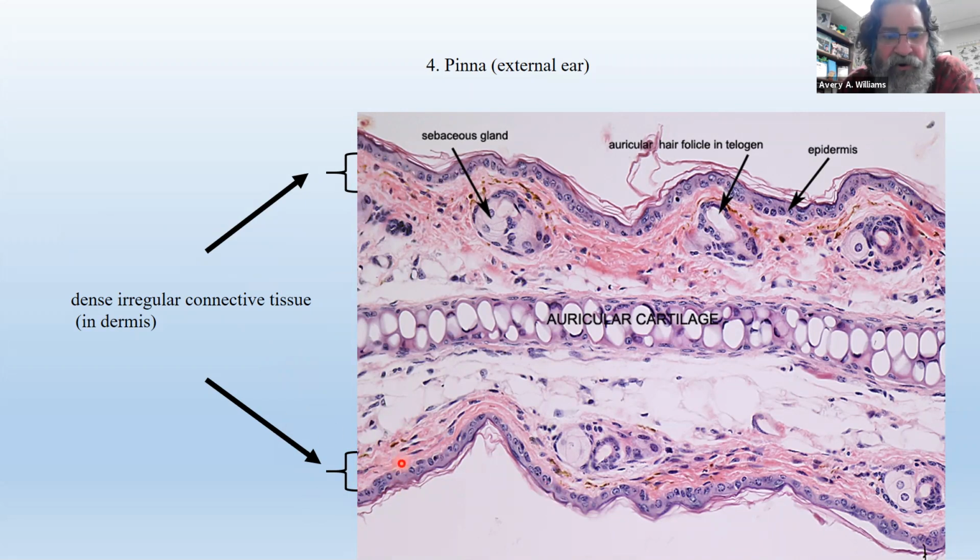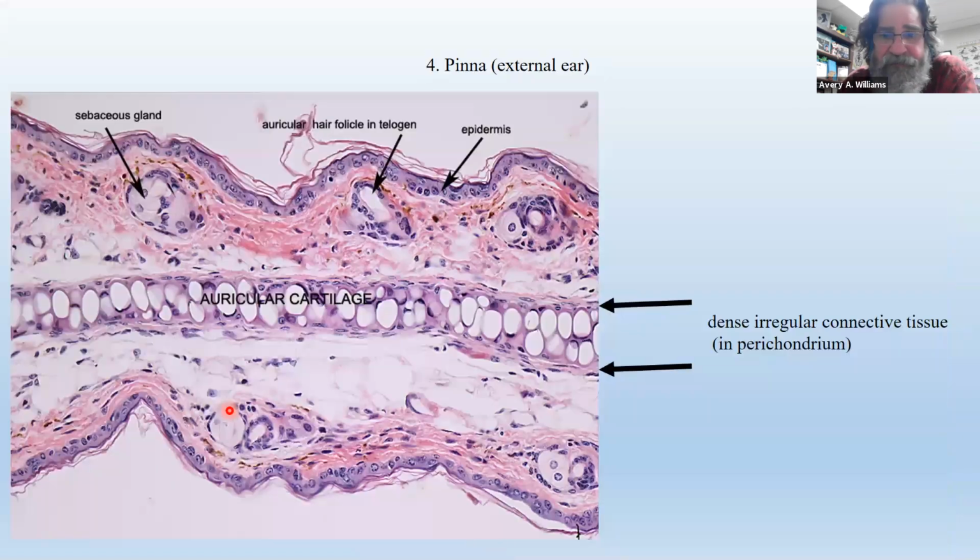So the bulk of your dermis here is reticular. So it's just all dense irregular. And then this looks like dense irregular you'd have anywhere else. This is all dense irregular connective tissue right here, in the dermis of the skin.